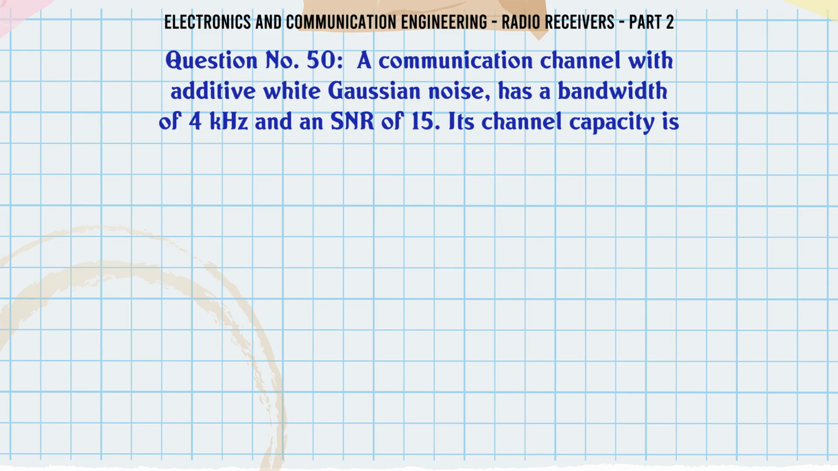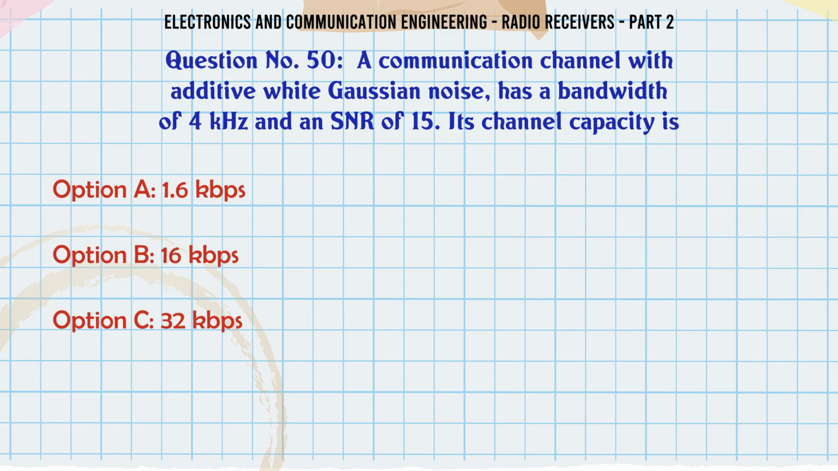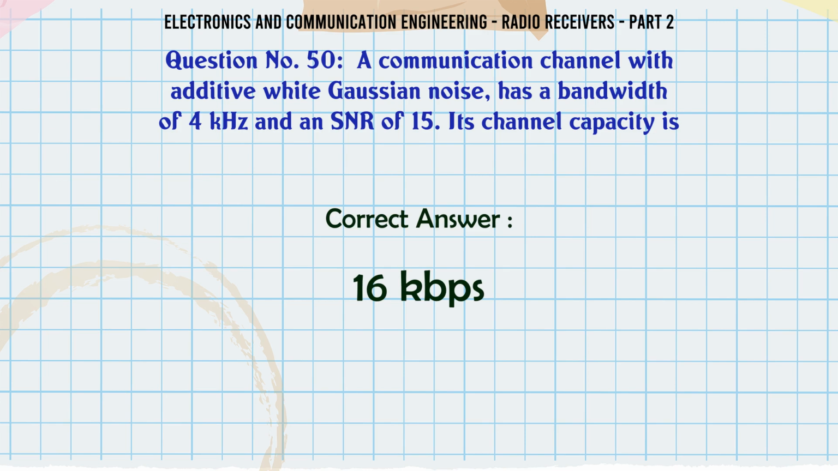A communication channel with additive white Gaussian noise has a bandwidth of 4 kHz and an SNR of 15. Its channel capacity is A. 1.6 kbps, B. 16 kbps, C. 32 kbps, D. 256 kbps. The correct answer is 16 kbps.